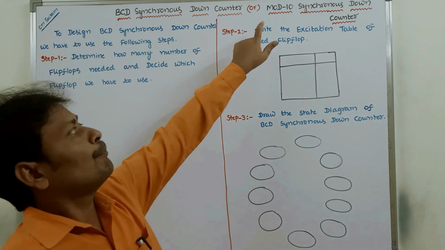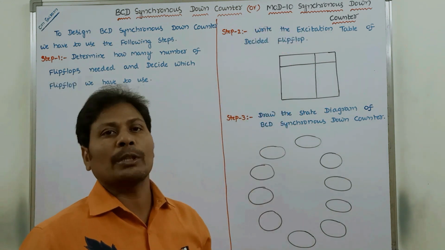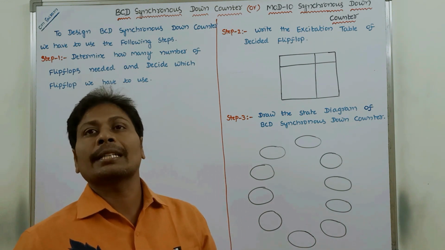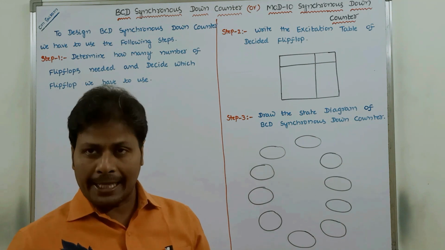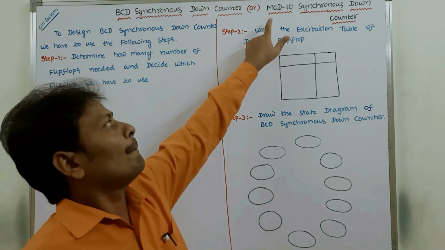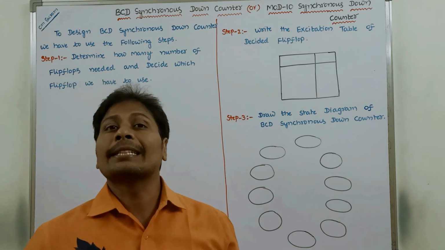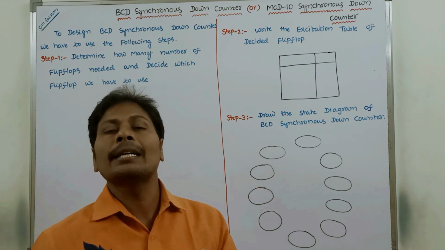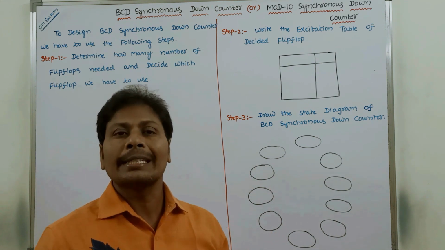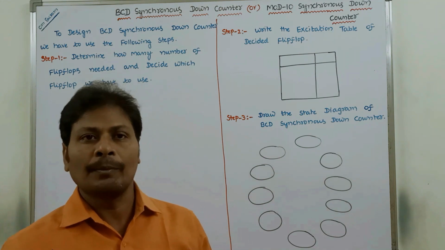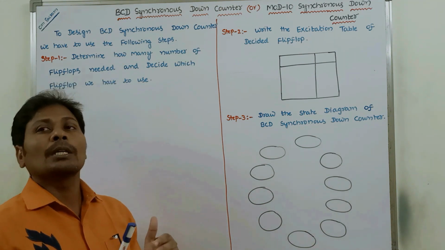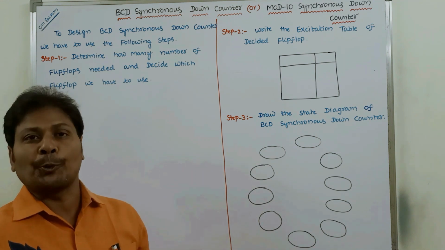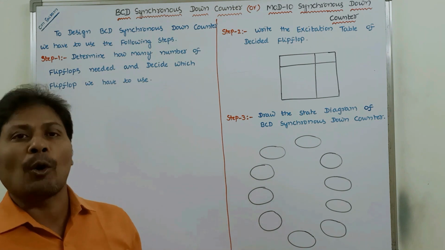Next one, Mod 10 Synchronous Down Counter. We already know that mod n counter contains n number of states. In the same way, mod 10 counter contains 10 states starting from 0 state and ending with 9th state. Total 10 states are available. Now counting starts with 9 and ends with 0 because it is a down counter.